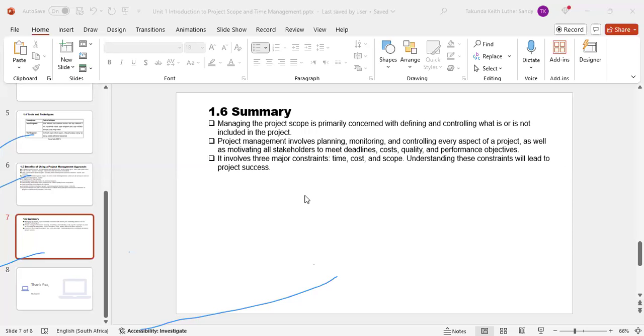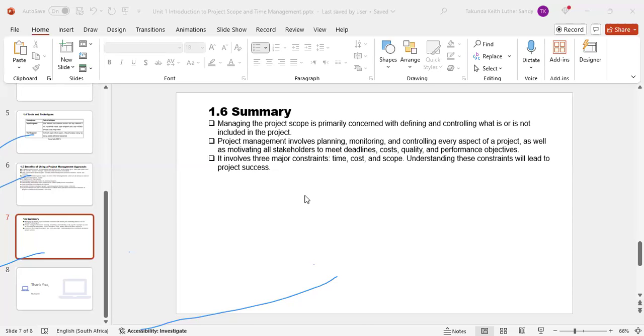Project management involves planning, monitoring, and controlling every aspect of the project, as well as motivating all stakeholders to meet deadlines, cost, quality, and performance objectives. It involves three major constraints, which are time, cost, and scope. These constraints are the ones I just explained when I said it's a triangle. The moment that you touch your scope, you are going to affect the cost and the time of your project. So understanding these constraints will lead to project success.